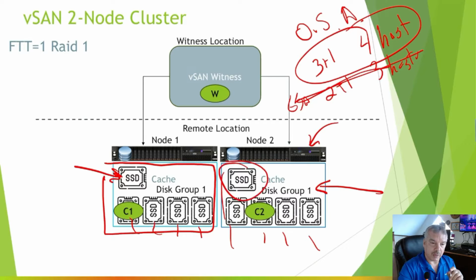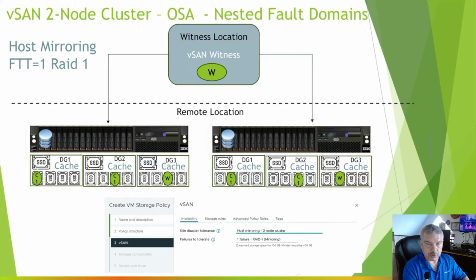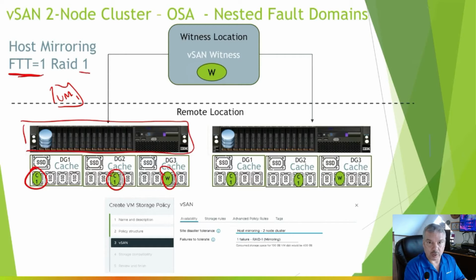However, with nested fault domains, what you're doing, let's go over to here. Here's my same pictures before. What I'm going to do now is I want to have my VM, and let's say I'm doing failure to tolerate equals 1, RAID 1. I'm going to put the component and witness on. In this example, this is just 1 server, so this is a 2-node cluster, right? So now I've got the whole VM on this one node.